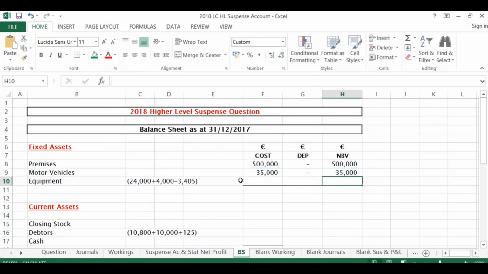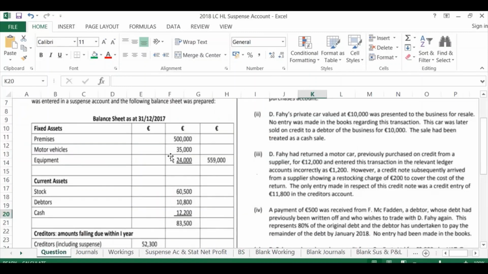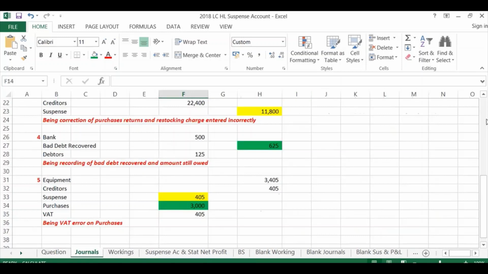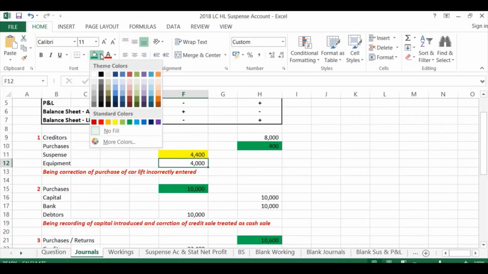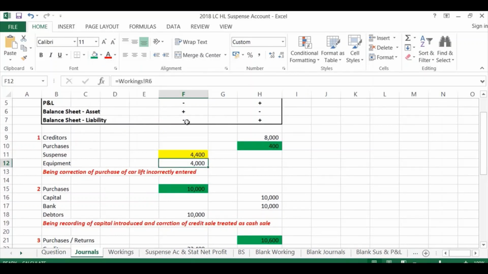Now there were changes to equipment. So in the original balance sheet, equipment is 24,000, but I have journals for equipment. I'm going to highlight these just to show that we're using the figures. So with the balance sheet, just to show here, if assets have a debit balance, so if it's an asset entry and to the left hand side it's going to increase it because they have a debit balance. If it's an asset and to the right hand side it's going to decrease it. And similarly with liabilities, which have a credit balance, if it's a liability and it's a credit entry, it's going to increase the liability. If it's a liability and it's a debit balance, it's going to decrease the liability.